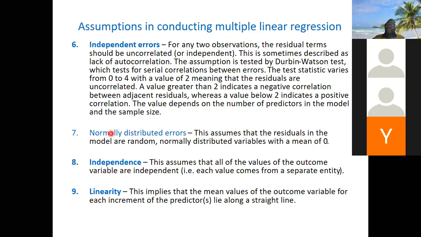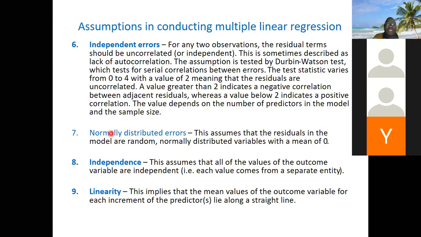The residuals for different subjects should not correlate. That's what they call autocorrelation. And there is a test they call the Durbin-Watson test. When you are running this, the computer will even produce the Durbin-Watson test for you.